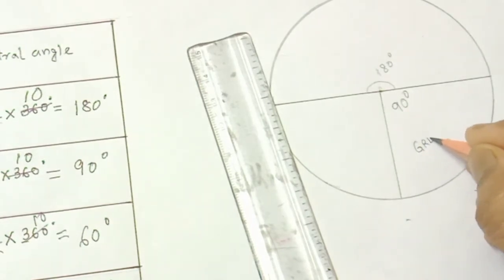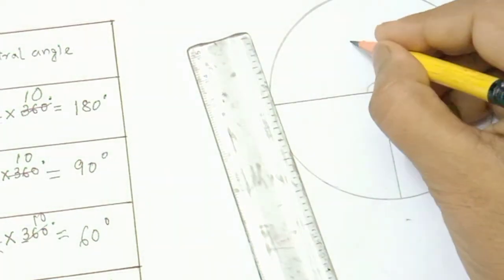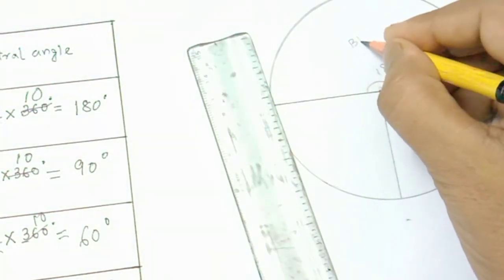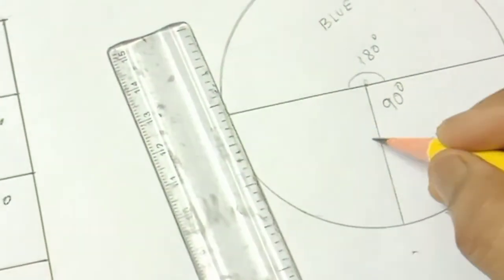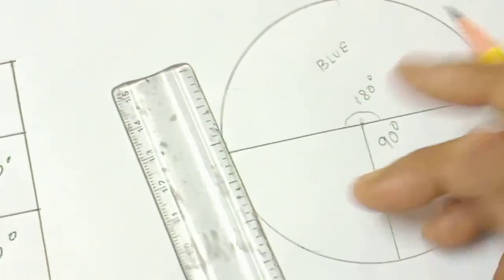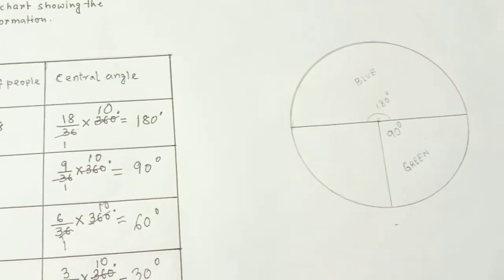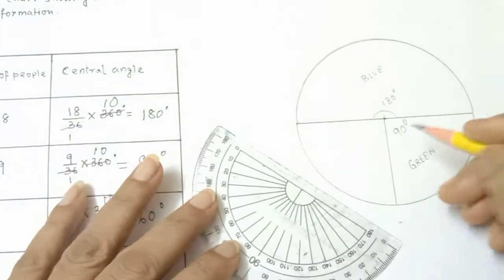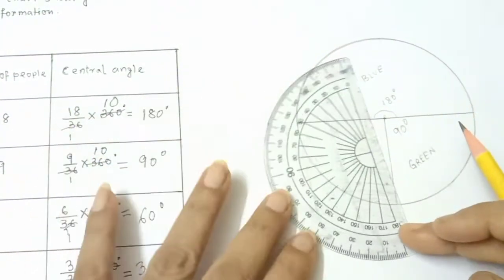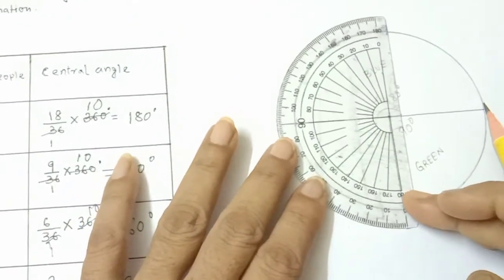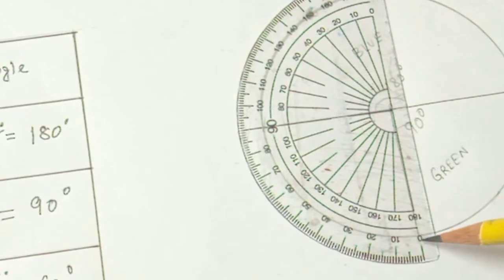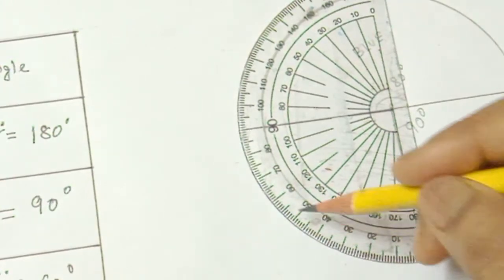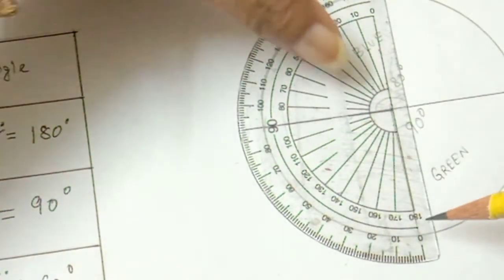This portion is for blue color, and the remaining portion, red, is for 60 degrees. The central angle for red is 60 degrees. Use this line as the base and the center as the vertex. You have to draw 60 degrees. See, it is 0, 10, 20, 30, 40, 50, 60. So this is 60 degrees.